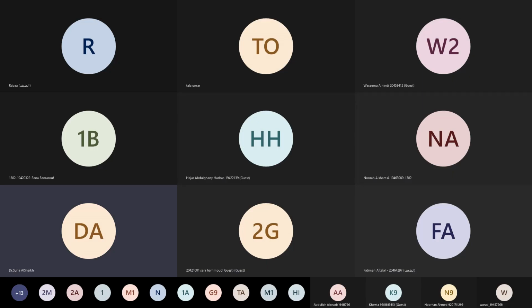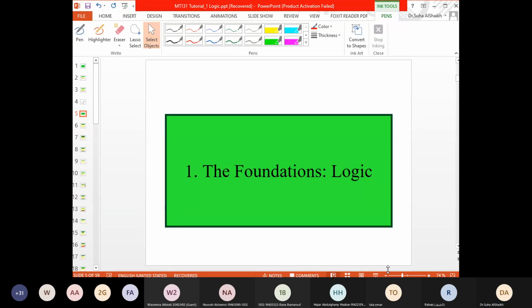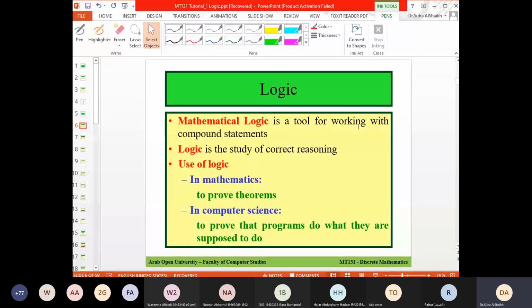With our class today, today we are covering the first tutorial, the foundations of the logic. What we're going to talk about is the logic. So first of all, let's define the expressions that you will hear me talking about.